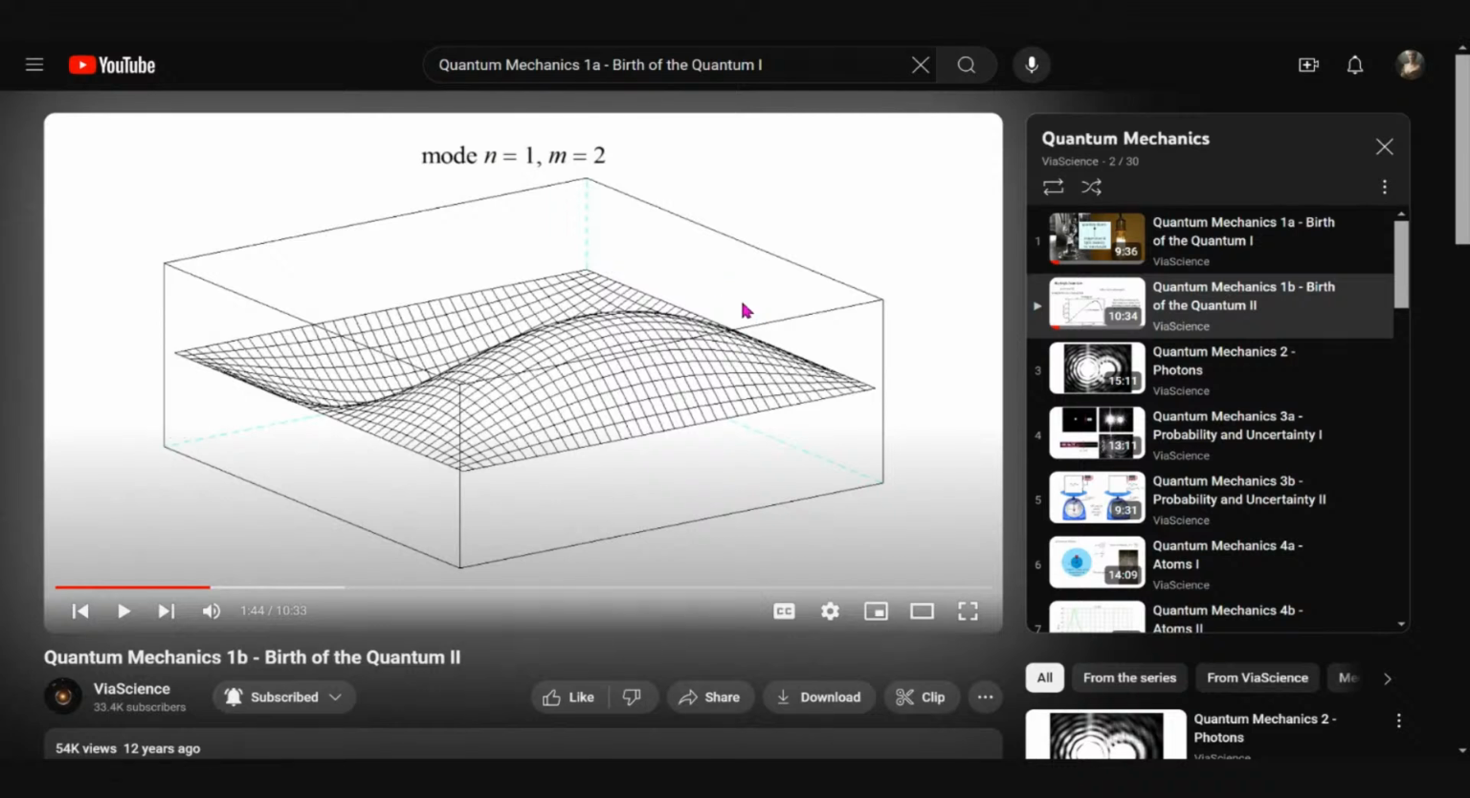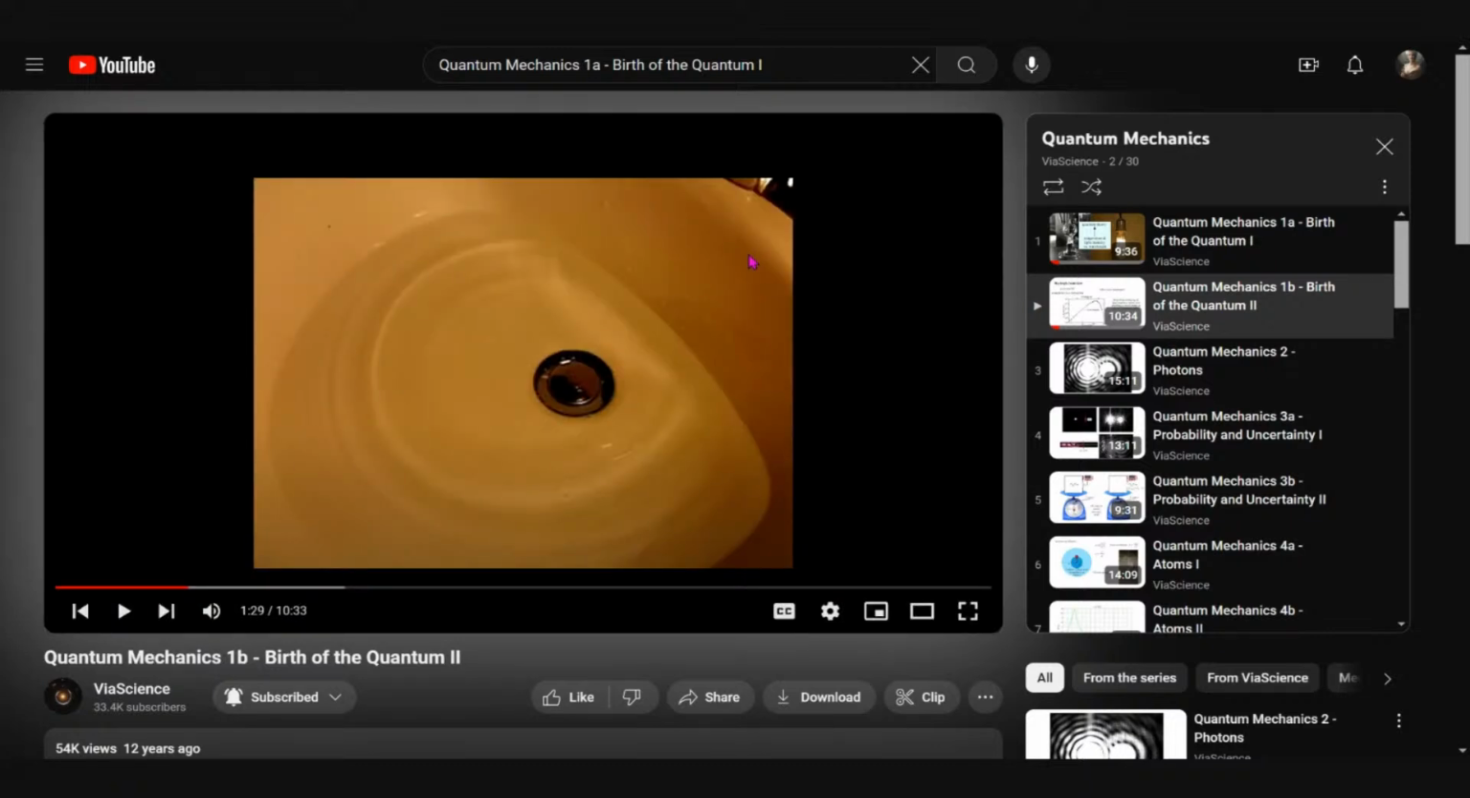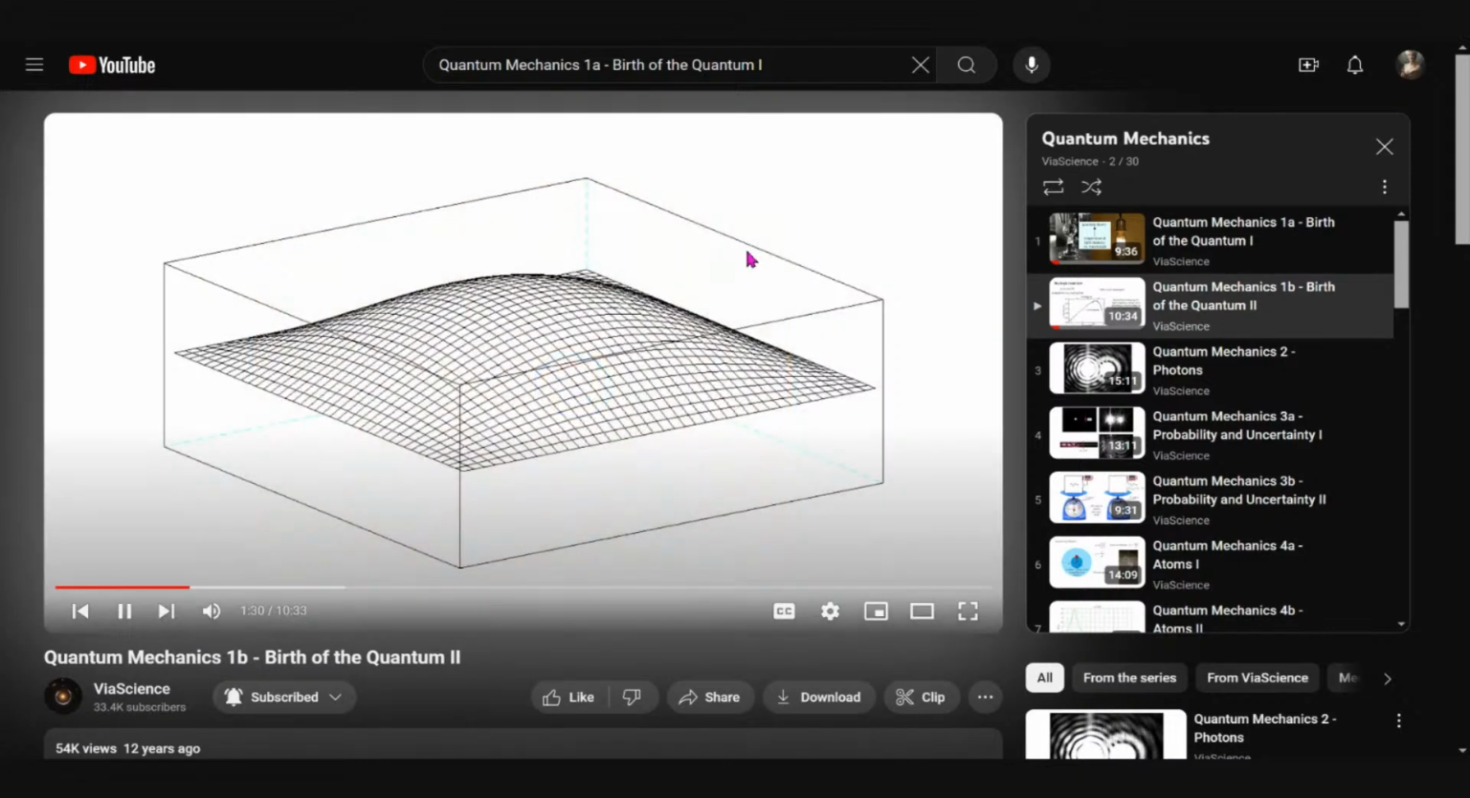Like, how am I supposed to understand this? He's hinting and I'm supposed to learn everything on my own. Like, I'm supposed to develop quantum mechanics on my own. Thank you. Thanks for not helping.